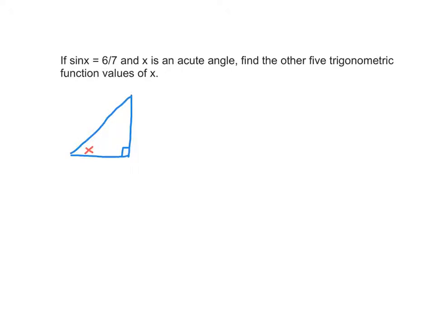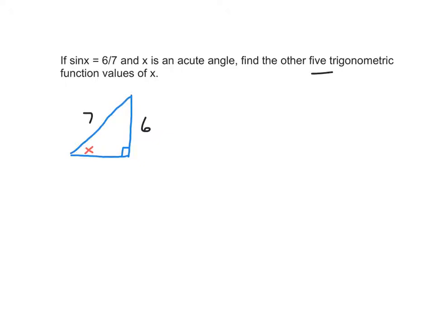Let's do one more here, last slide. And this one will be a little bit tougher. They're going to say, okay, if sine of x is 6/7, so there's x right here. Remember what sine is? Sine is opposite, which is 6, over hypotenuse, which is 7. So I'm going to go ahead and label those. It wants the other 5.